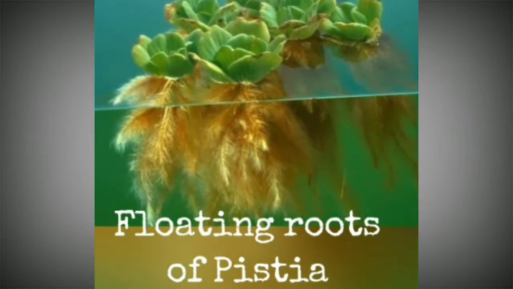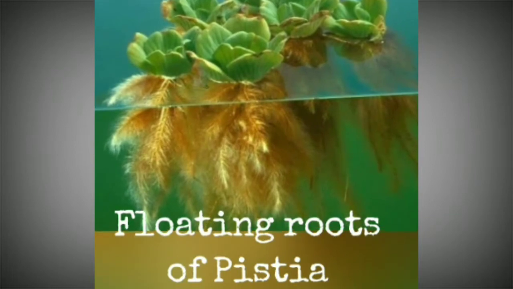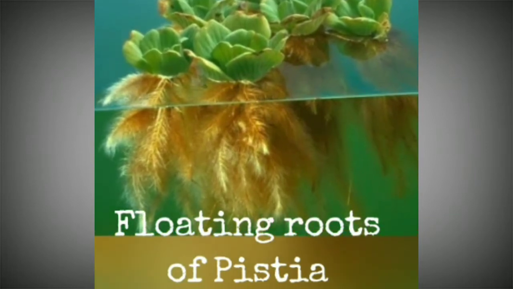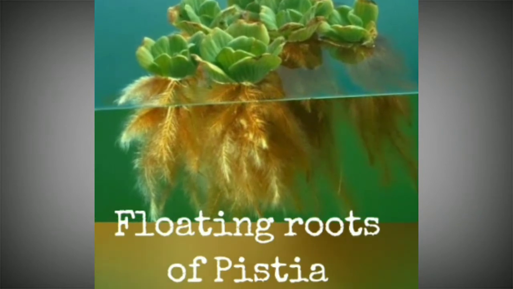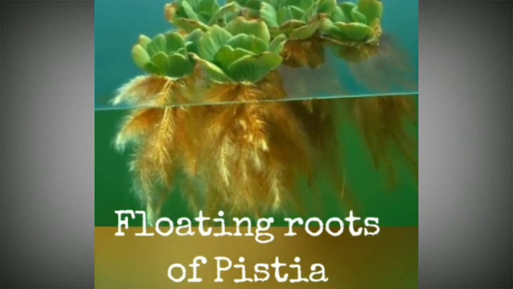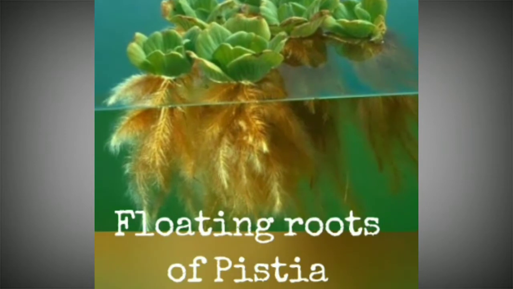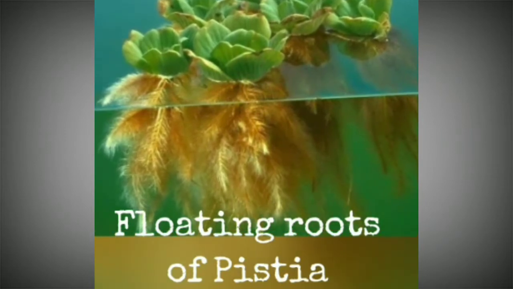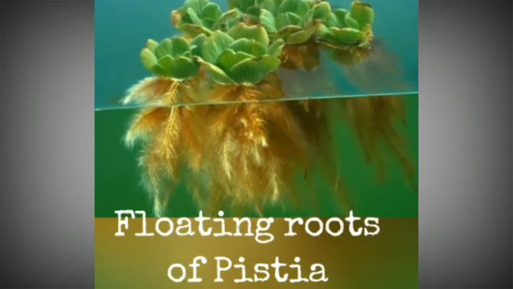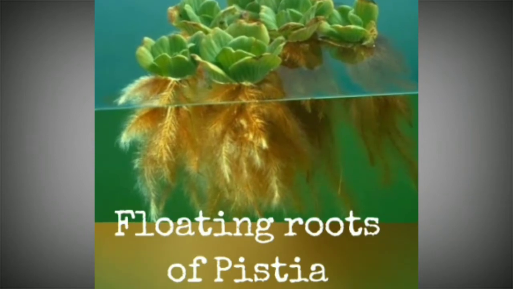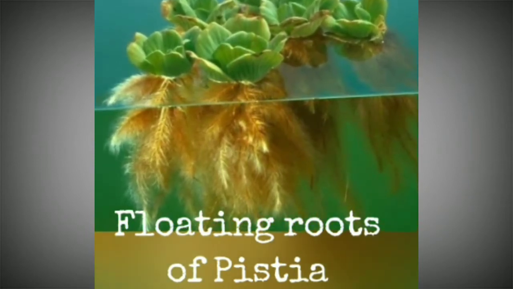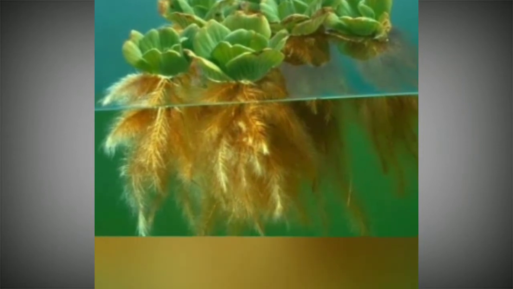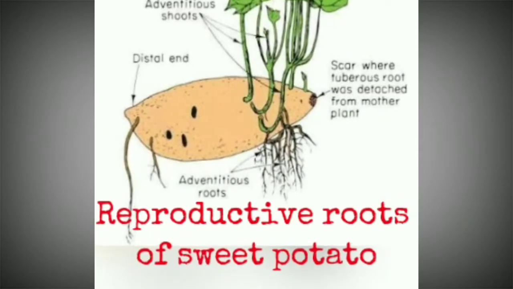Many aquatic plants are immersed over the water surface, and one of them is the Pistia species. They bear floating roots which possess special parenchyma tissue, which helps them to float over the water surface. Similarly, some others are also there.